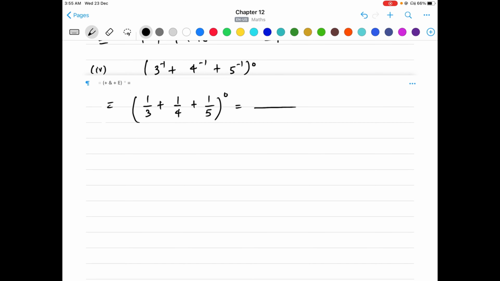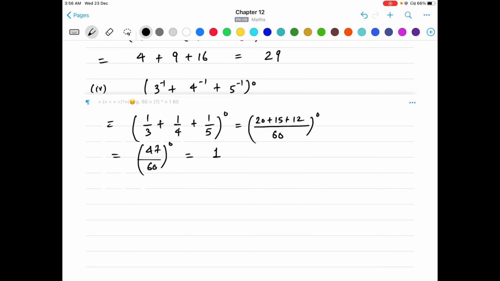Now we can solve this by taking LCM. The LCM here will be 60. So this will be (20 + 15 + 12) by 60, having whole power 0. When you simplify this, you will get 47 by 60 having power 0. But we know anything power 0 is equal to 1. So since the power of this number is 0, its answer is equal to 1.